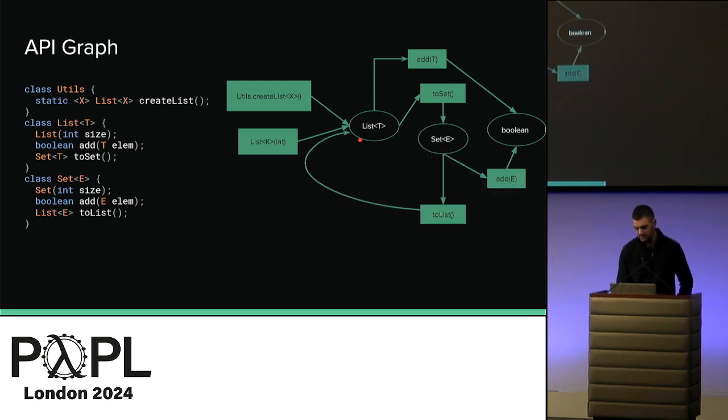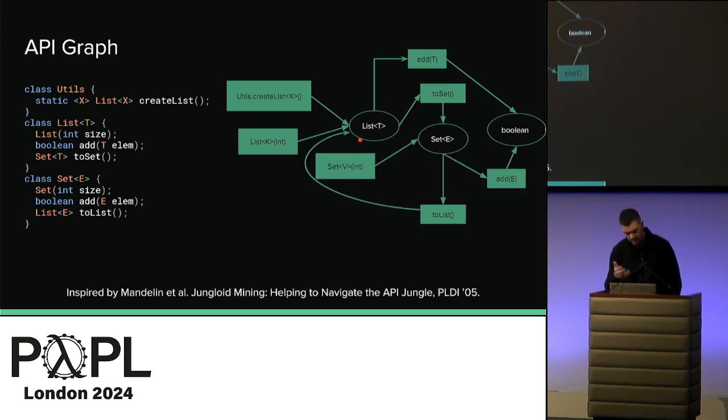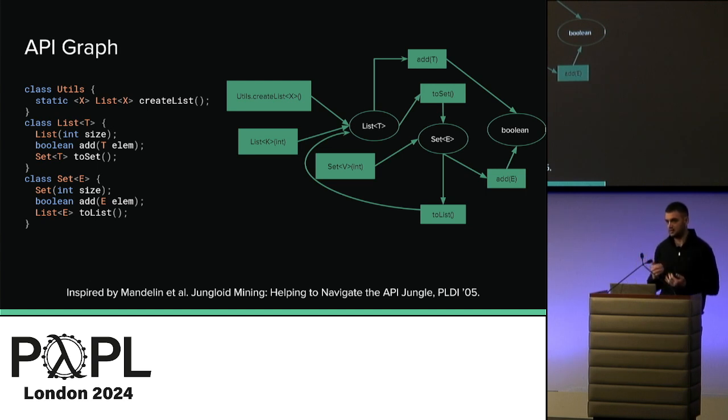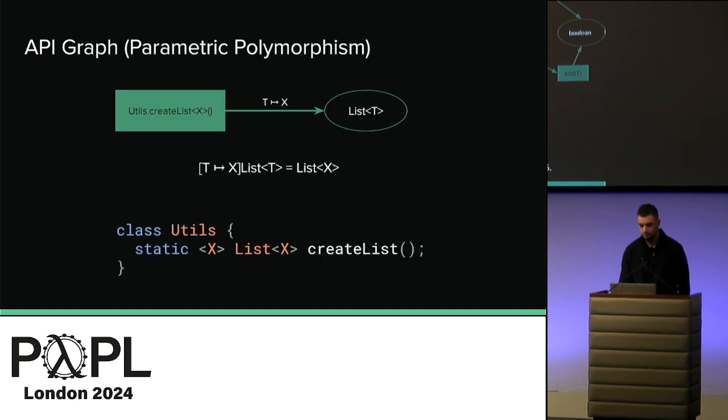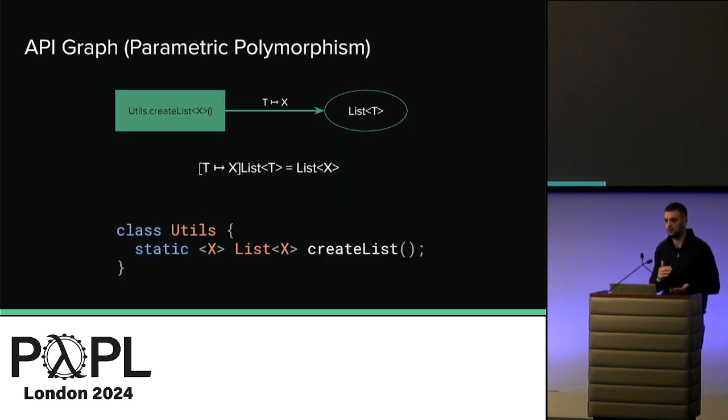And we gradually build the entire API graph. And actually, this encoding is directly inspired by a very well-known program synthesis paper published at PLDI almost 20 years ago. But we enhanced this encoding in order to support parametric polymorphism. And we do that by adding some labels to some of the edges. And the meaning here is that whenever we have a polymorphic function that returns a polymorphic type, then the target node is the type constructor.